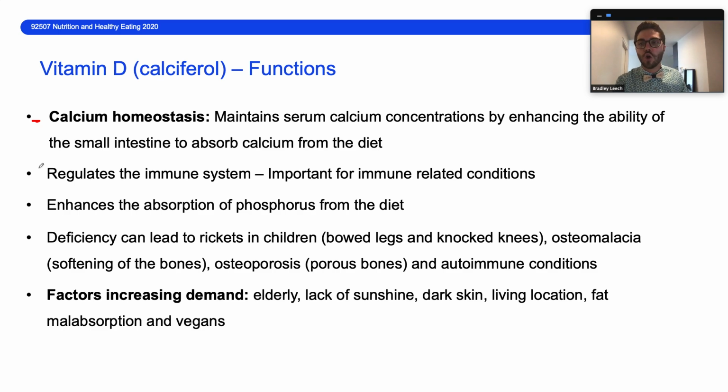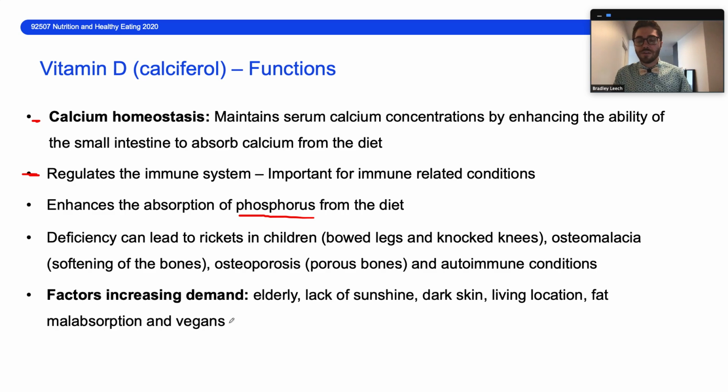Okay, it also regulates the immune system, right? So if someone has an overactive or an underactive immune system, an example of an overreactive immune system is autoimmune diseases, whereas an underactive immune system is things like cancers, right? Vitamin D helps regulate the immune system to bring it back into balance. In addition to supporting calcium homeostasis, it enhances the absorption of phosphorus from the diet.